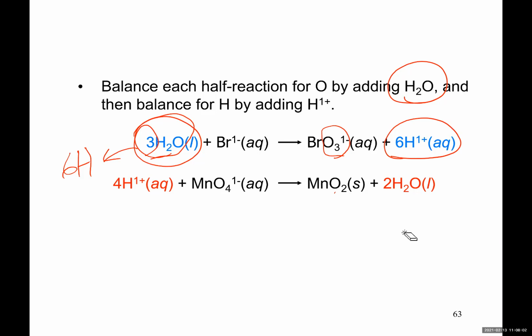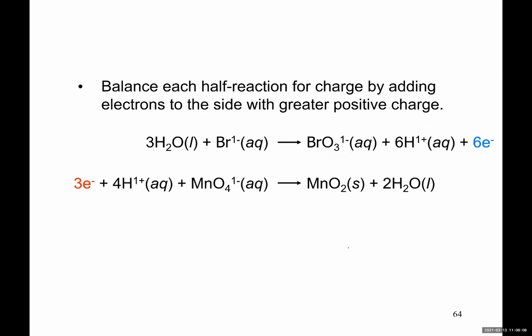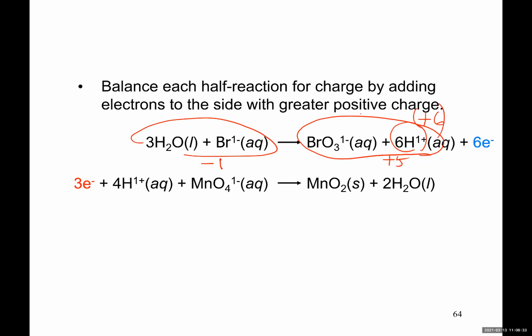So can you guess what is the next step? Yes, the next step would be charge balance. So look at this half reaction. Do you see total charge is -1? And look at this other half reaction. Total charge is +5, right? This is +6. And here is -1. Add them together, you're going to get +5.